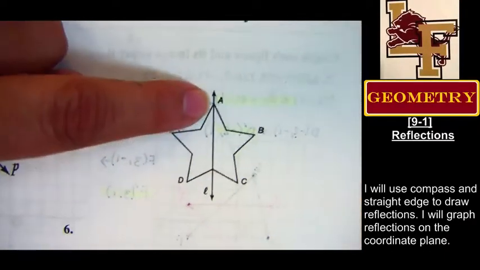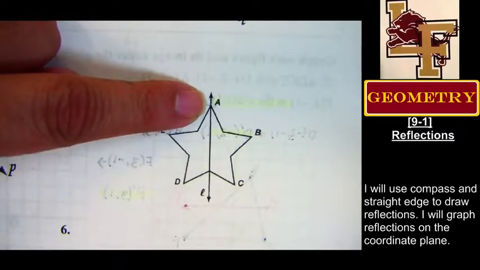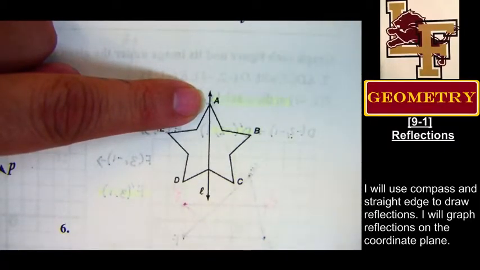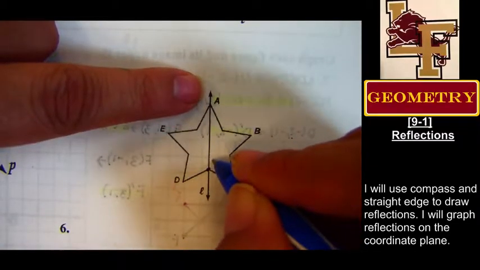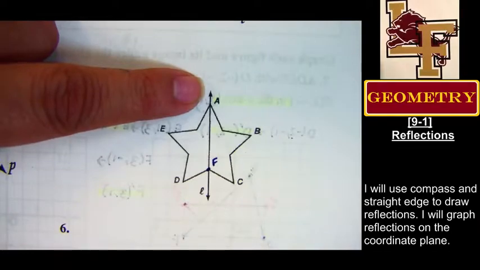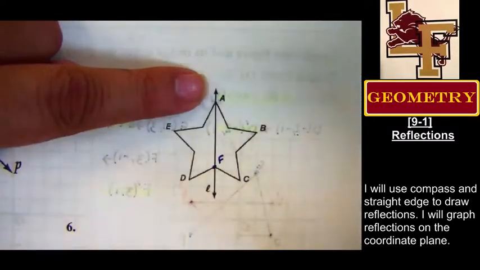Do I need to do anything for A? No, it's on the line of reflection, so I don't need to do anything. Now this point doesn't have a name, so I'm going to call it F. Do I need to do anything to F? No, it's on the line of reflection. So really, I'm only reflecting 4 points. B, C, D, and E.